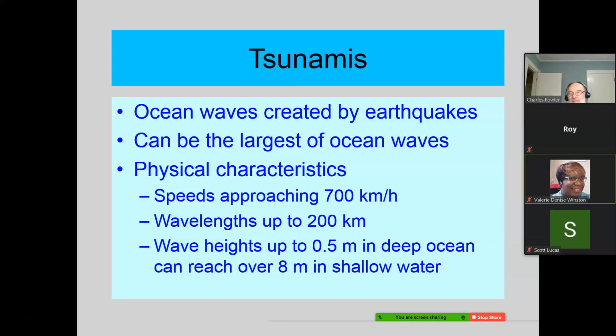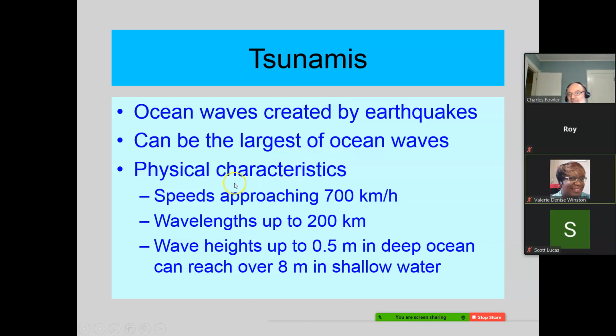You've read about them, but these are ocean waves created by earthquakes. Remember, ocean waves are created by disturbances. Wind is a certain disturbance, but it's not got that much energy because it doesn't have that much mass. Tsunamis, though, caused by earthquakes, have enormous amounts of energy. And that's what a tsunami is. It's actually from a Japanese word, tsunami. They can be the largest of your ocean waves, and you don't want to be caught in a tsunami.